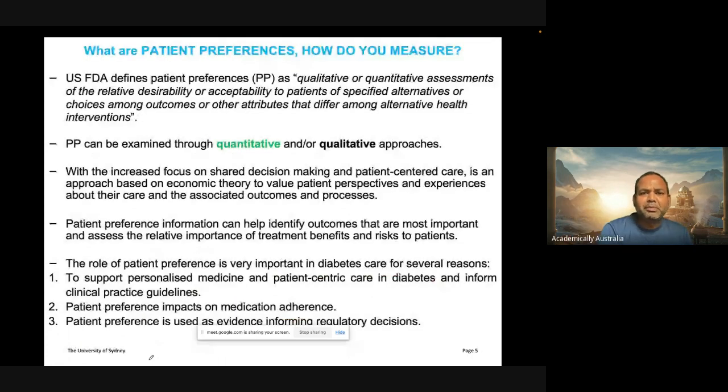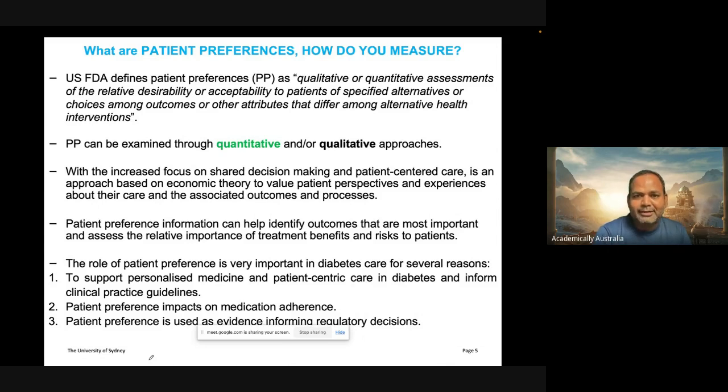So, what is patient preference? How can we measure this preference? The US FDA basically gives the definition. Any new medicine going to market in the US has to do a patient preference study before that.